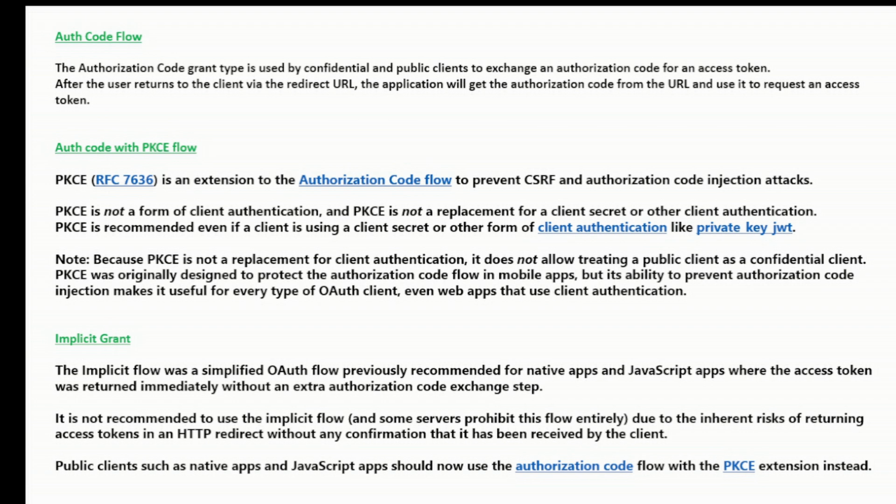Okay, so it's not recommended. That's why it's not recommended to use the implicit flow, due to the inherent risk of returning access tokens in an HTTP redirect without any confirmation that it has been received by the client. Public clients such as native apps and JavaScript apps should now use the authorization code flow with the PKCE extension instead. So that's why this flow is not recommended, and native apps and JavaScript apps nowadays are using the authorization code flow with PKCE extension. We can talk further in later sections.